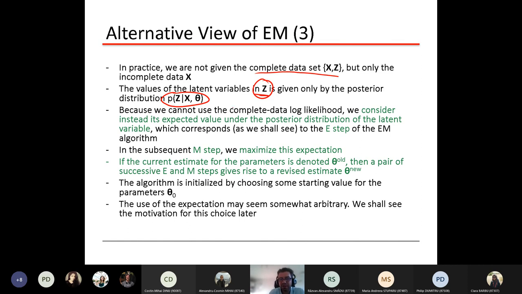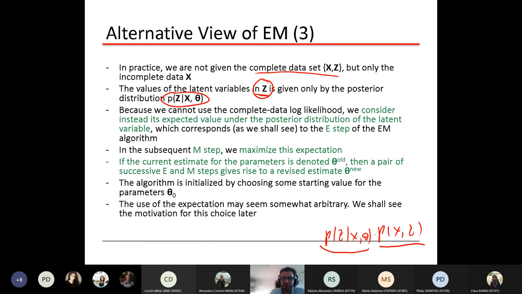Cool. So instead of working with Z every time, we now work under this posterior distribution. In the E step, we use the expected value under the posterior distribution of the latent variable, and this is why it's called the E step. We don't know P of X and Z, but we use the expectation under the posterior distribution of Z and theta. So we don't know this value, but we compute it under the posterior distribution, and this is called the expectation function. In the next step, the M step, we want to maximize this expectation function.